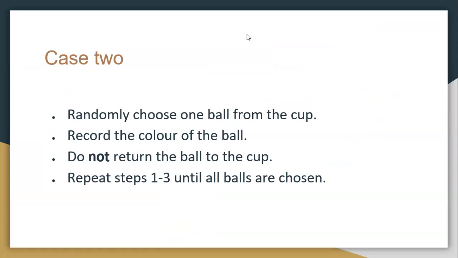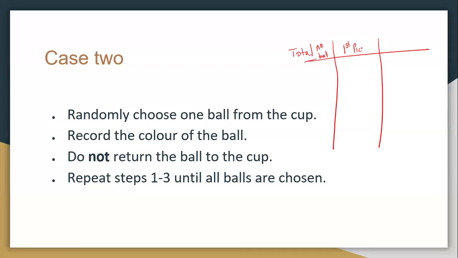Now, the second one, this is how I want you to do it. You have a simple table whereby this is the total number of balls. Then this is the first picking of your ball. This is the second picking. Now, you tell us how many balls, no, I think I need to draw it in another way.